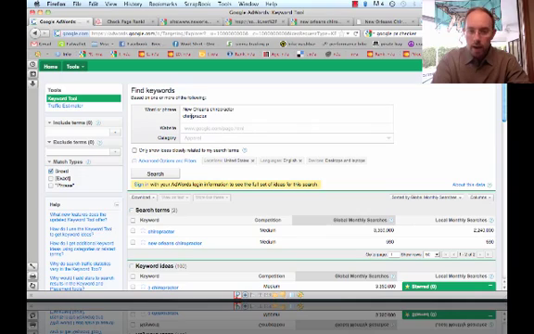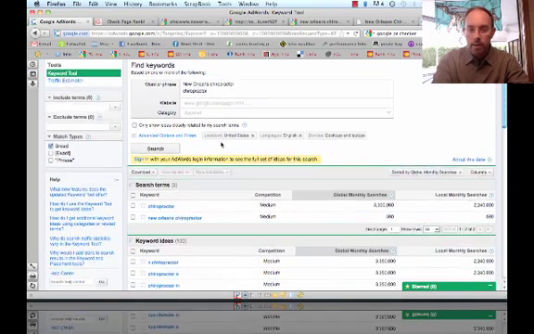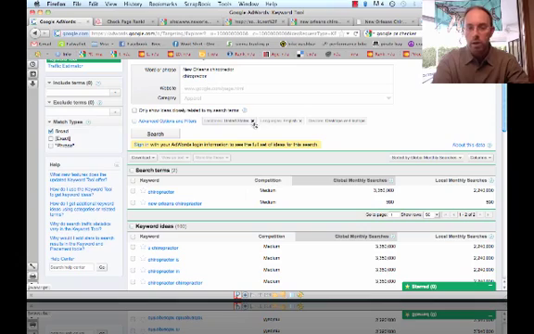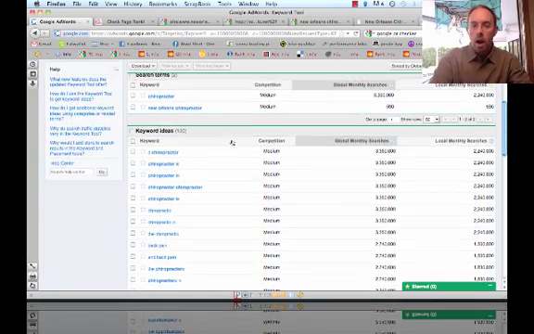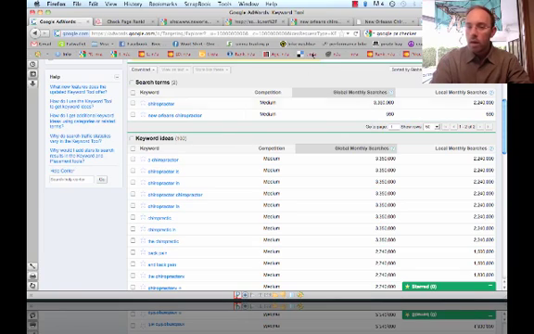Now we have specified our location as within the United States, and we're using only English. If you look right here, it tells us our keywords. So chiropractor comes up with 3,350,000 searches in America per month. If you look here, New Orleans chiropractor, 590 approximate searches per month.